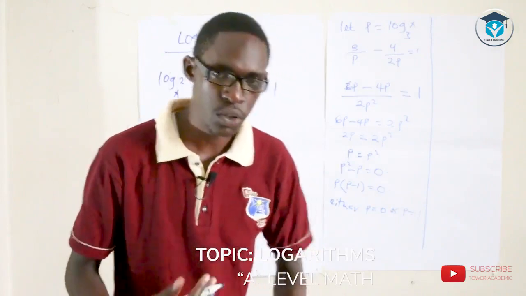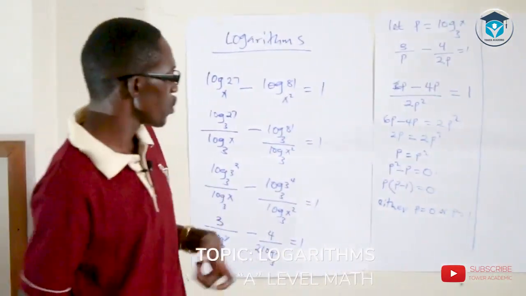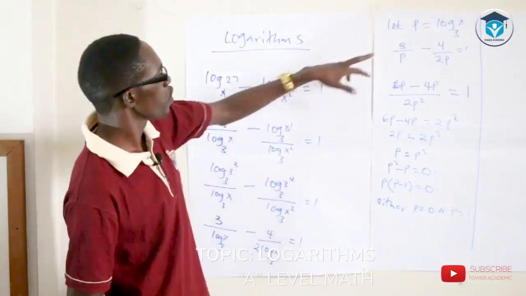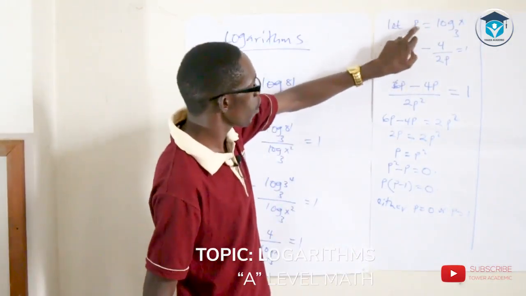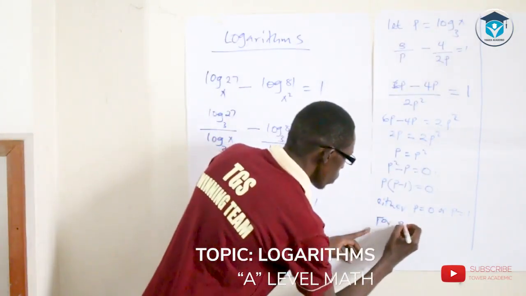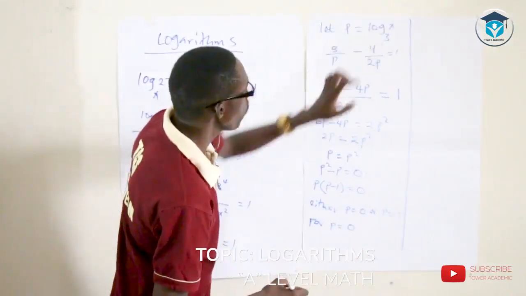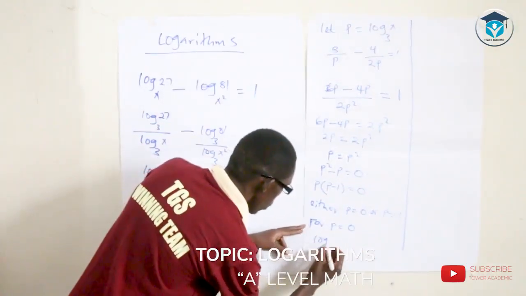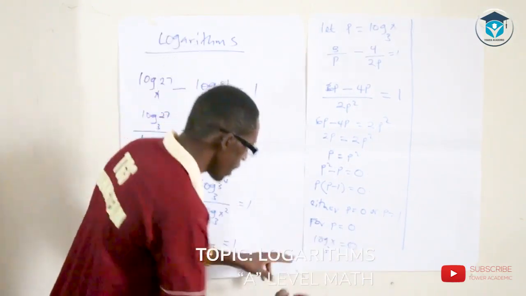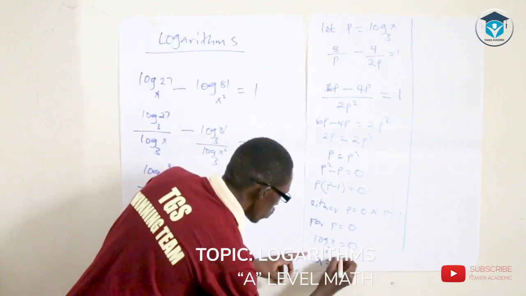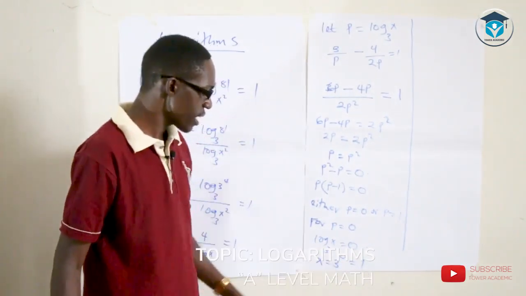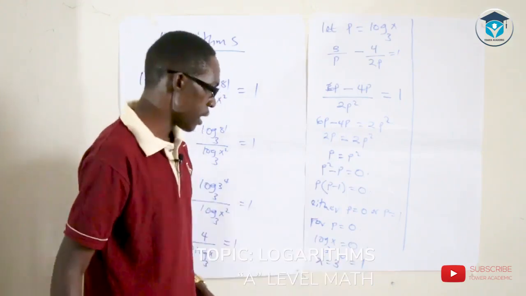But our target is not to get p. Our target is to get x. So after we have got these values of p, we go back to look at this equation. As p equals log of 3x, we are going to say for p equal to 0, how do we get x? So this becomes log of 3x equals 0. So here, we shall therefore say that x is 3 to power 0, which gives us 1. So meaning that the value of x is 1, since we know that any number to power 0 is always 1.